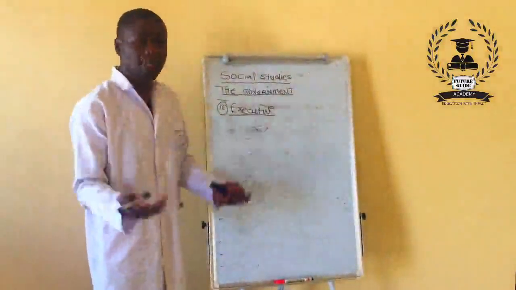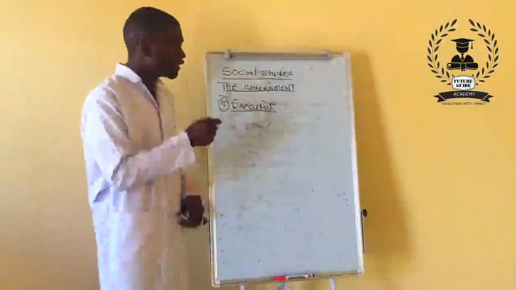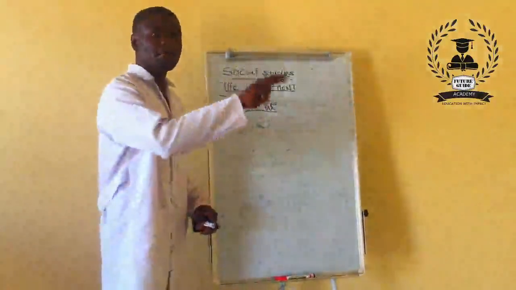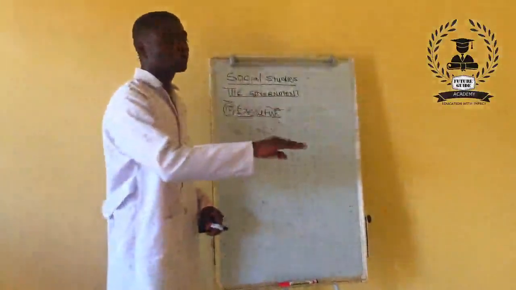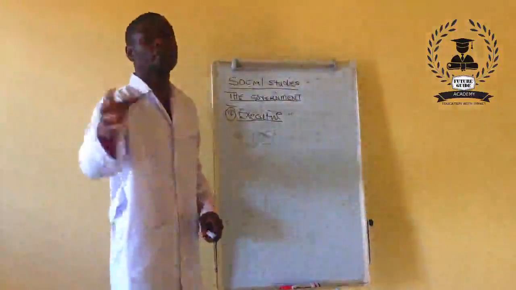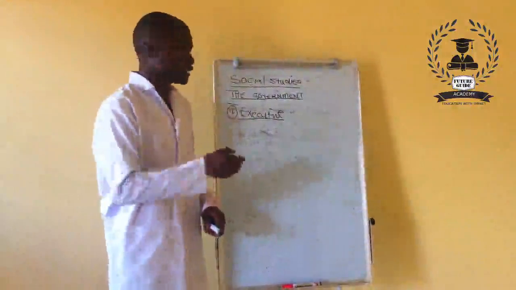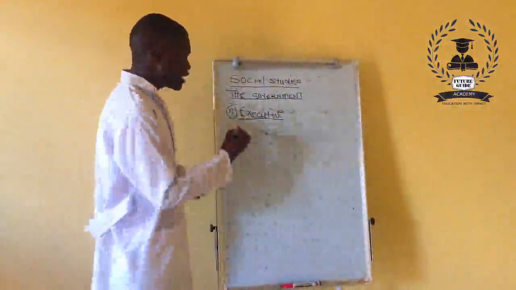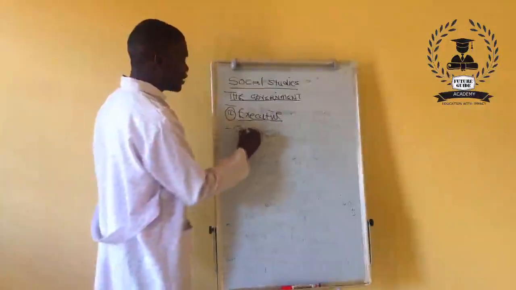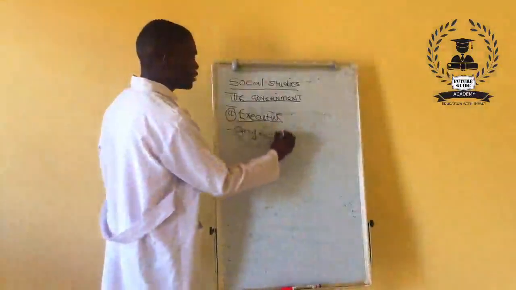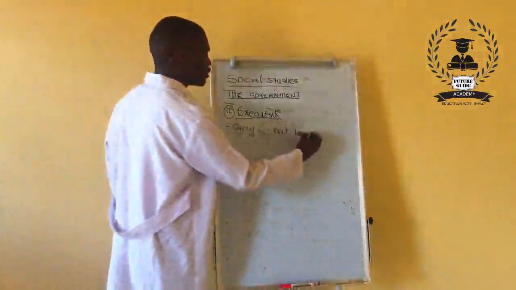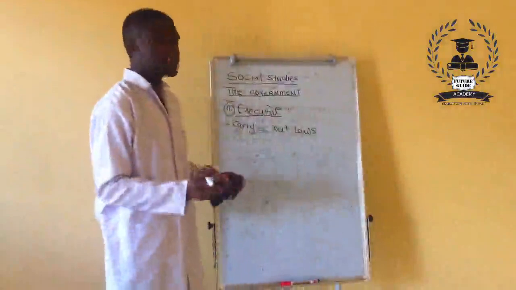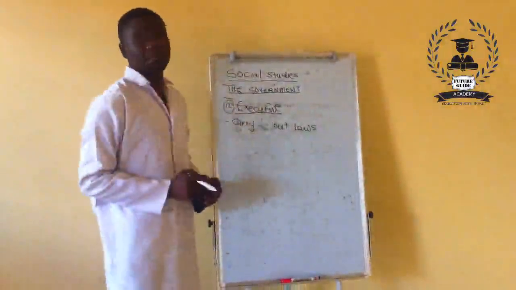Now, what is their function? The function of the executive is to carry out laws. When laws have been made in the legislature, they are supposed to be taken to the people in the community. Who does that? The executive is the one that does that duty. So we are saying the executive, they carry out laws. When laws have been made, they are supposed to be taken to the people in the community. Who does that? The executive.